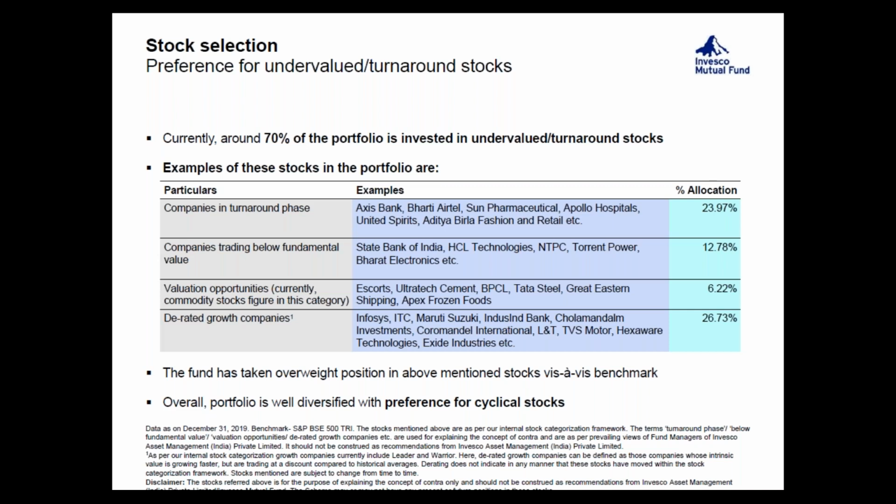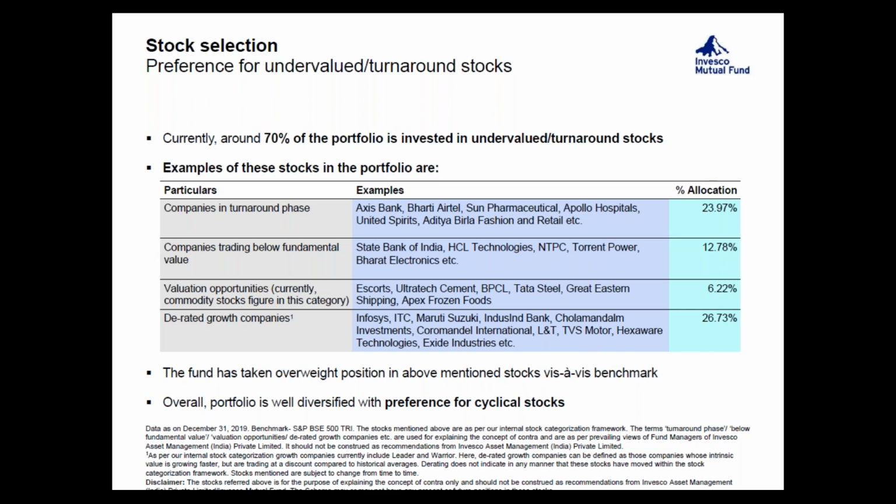So the first type of company that we prefer to buy is companies in a turnaround phase. Now, which are those companies that we call companies in a turnaround phase? If you look at the current portfolio, companies like Axis Bank, Bharti Airtel, Sun Pharma, Apollo Hospitals, United Spirits, ABFRL, these are all companies which have been bought purely because we expect them to turn around.